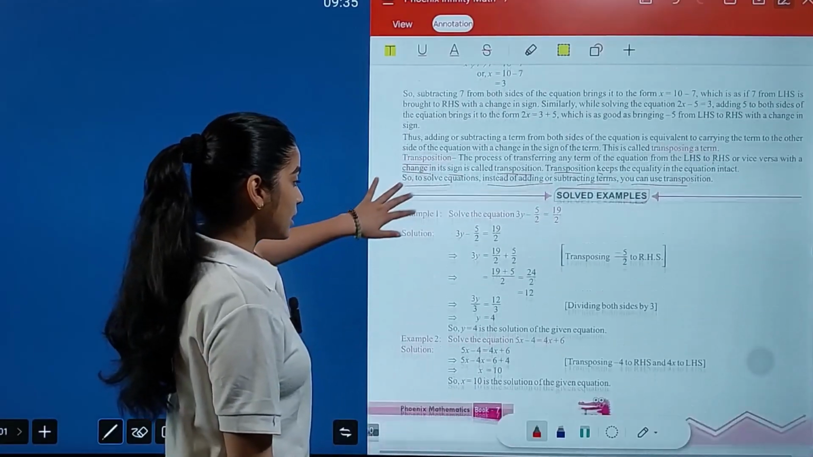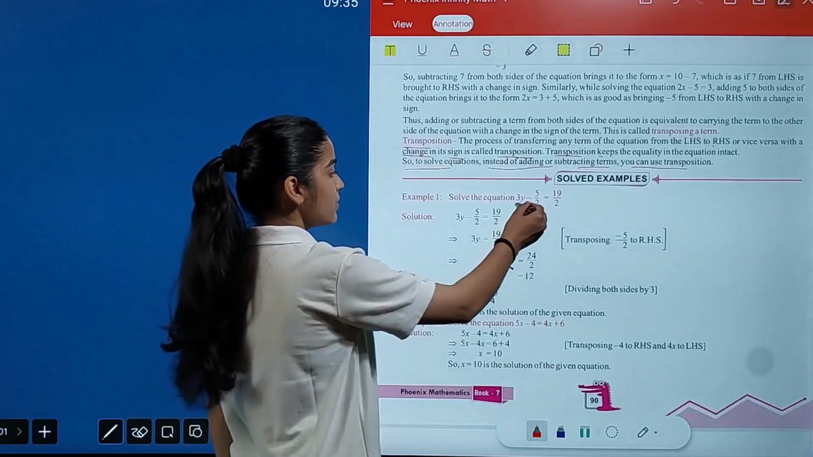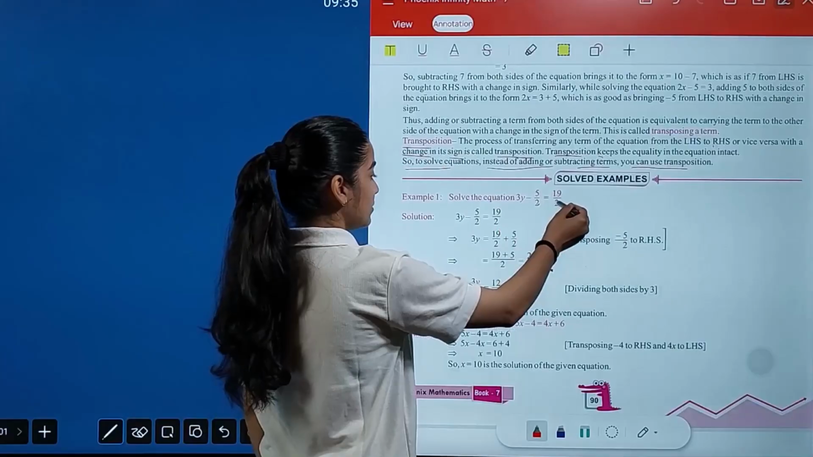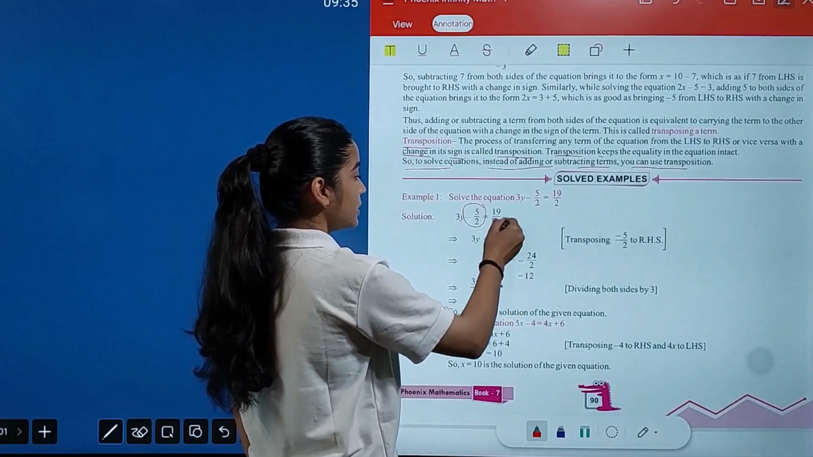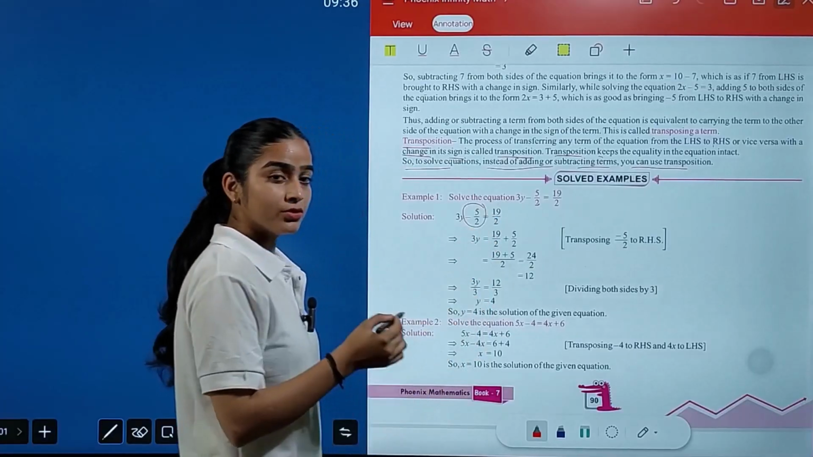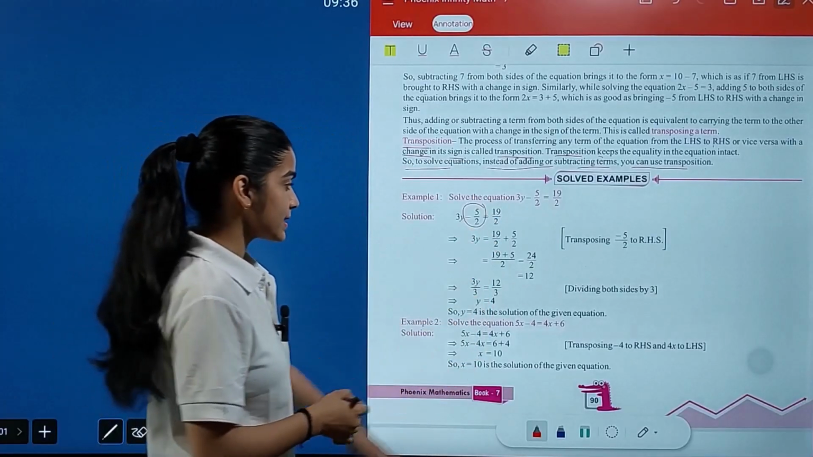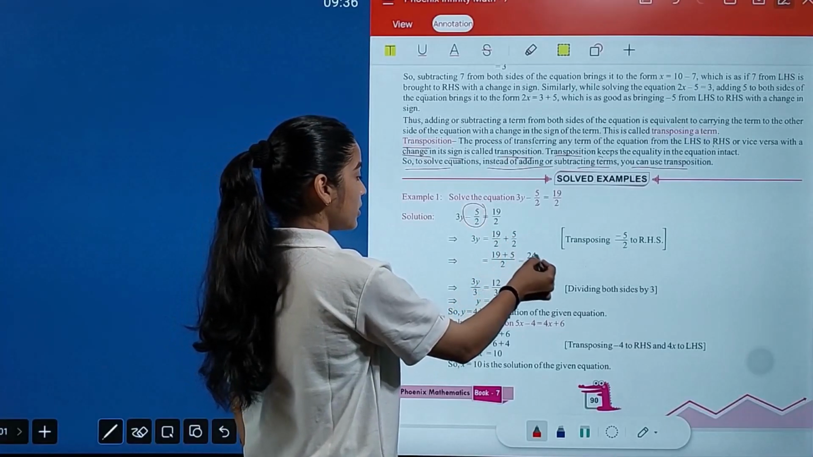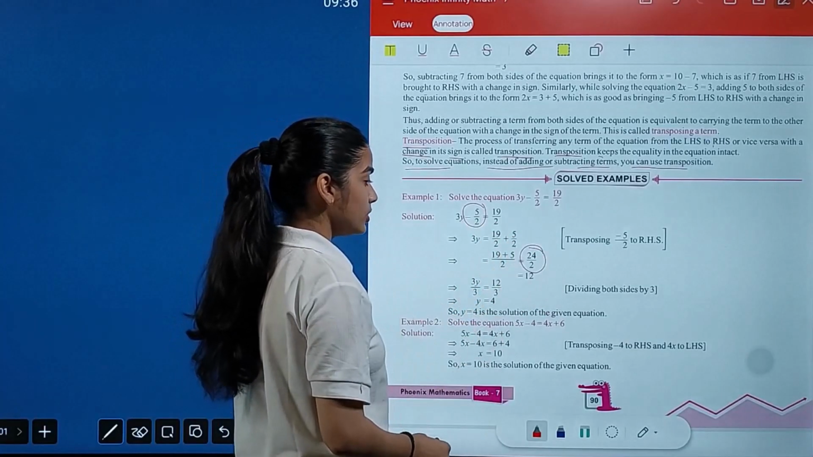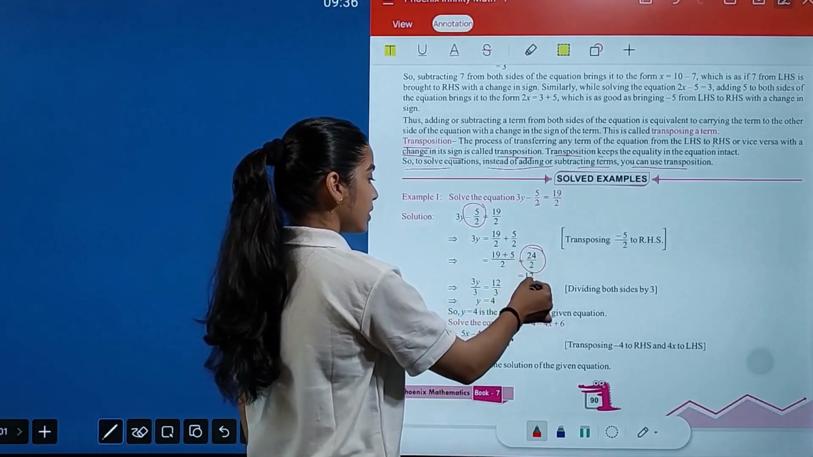For example, now you have example (3y - 5)/2 is equal to 19/2. It means this minus 5 by 2 will be added to the next term because we are shifting from the left hand side to the right hand side. So the opposite of minus sign is plus. So we have to add them together. You will get 24 upon 2. When you solve it, you get 12.